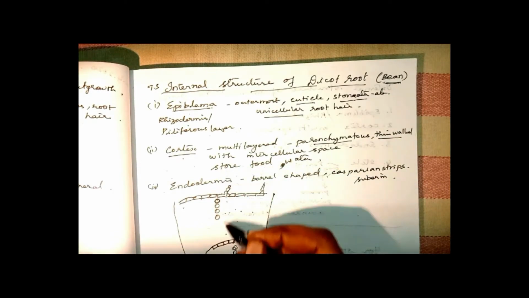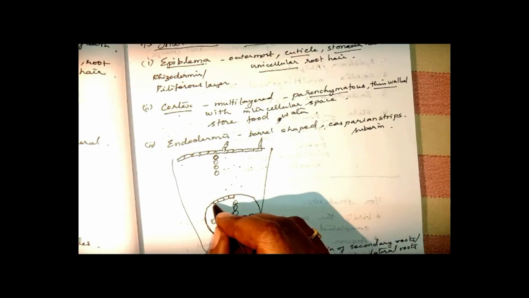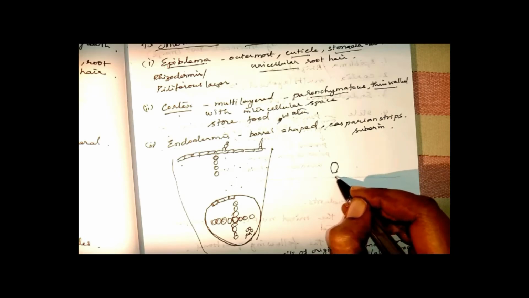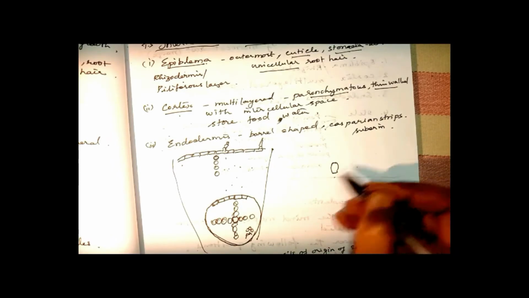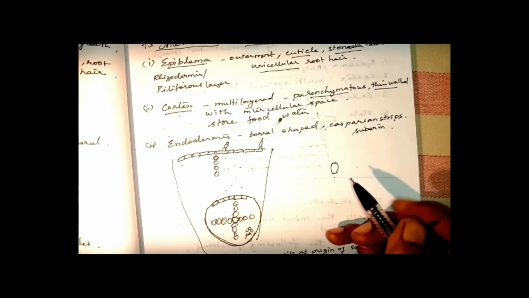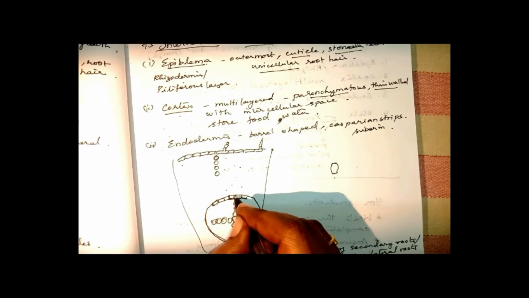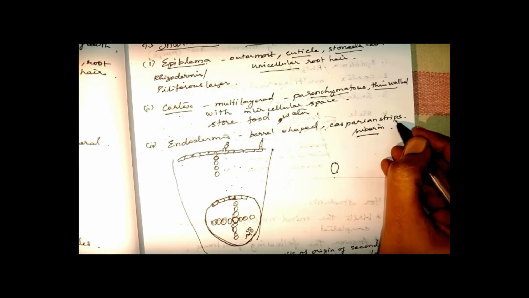Inner to the innermost layer of the cortex is called endodermis. So endodermis cells have the shape of a barrel. You know the shape of the barrel? The barrel shaped cells, there is no intercellular space in the endodermis. They are closely packed. And there is something special about the endodermis cell: there is thickening of the wall. The inner radial wall and inner tangential wall are thickened by the accumulation of a substance called suberin, and this is called Casparian strips.